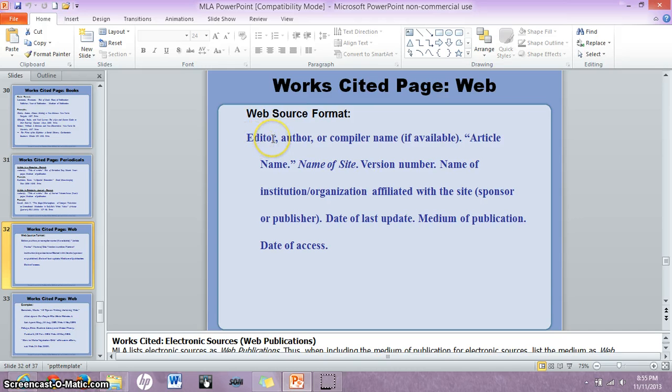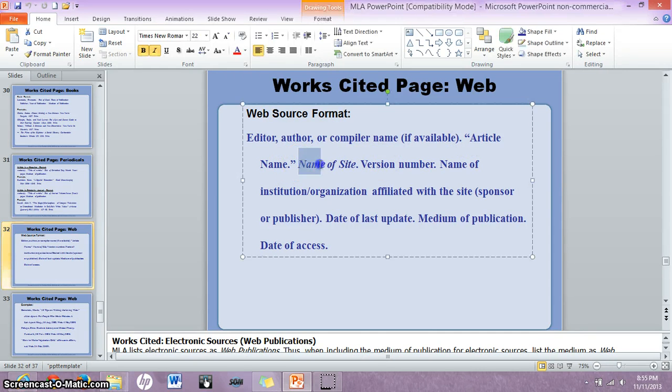The editor or the author, I combined both of those. So the editor, author, or compiler. And hopefully you're working with a source that's credible enough to have a person associated with it. Next comes your article title. The name of the site needs to be italicized. It's kind of like saying the name of a book that an article or chapter is coming from, a version number if you have it, name of institution or organization affiliated with the site. Again, you should have one of those if you're working with a credible site.